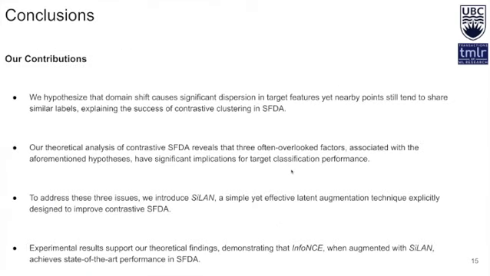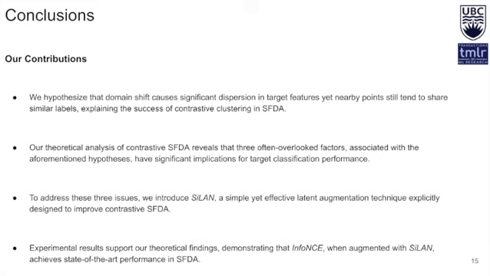Therefore, we conclude our work by summarizing our contributions. First, we hypothesize that the domain shift causes a significant dispersion in the target features. However, nearby points still tend to share similar labels, which explains the success of contrastive clustering in source-free domain adaptation. Our second contribution is a theoretical analysis of contrastive SFDA that reveals three often overlooked factors, associated with the aforementioned hypothesis, that have significant impact on target classification performance.